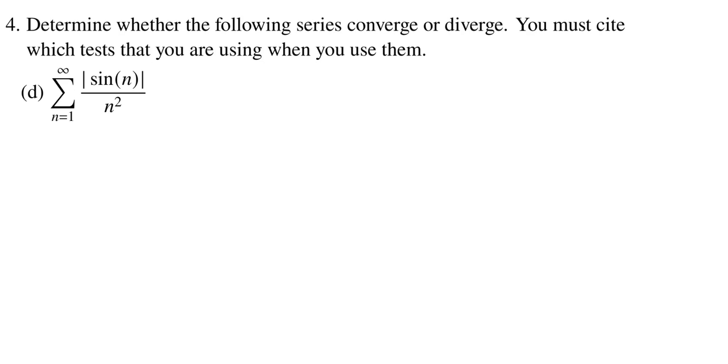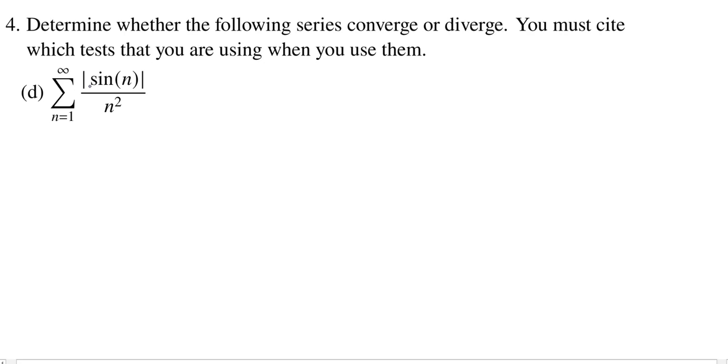Welcome to our solution to problem 4D from Superquiz 3. Again, we're given a series, and this time, we still have an n squared in the denominator, but now we have this weird sine of n with an absolute value around it in the numerator, and we want to know whether this series converges or diverges.